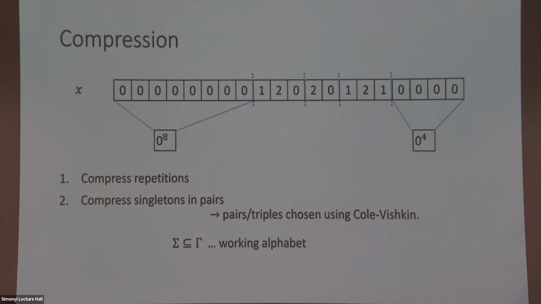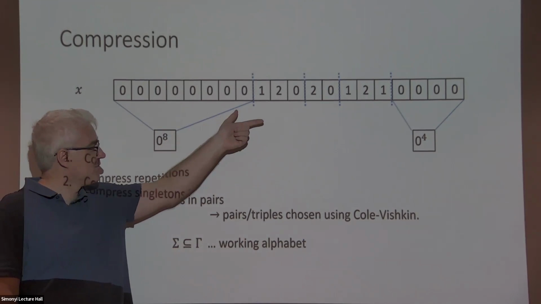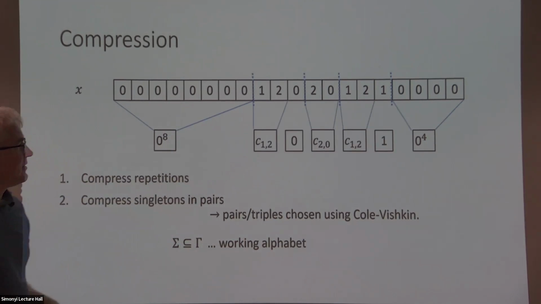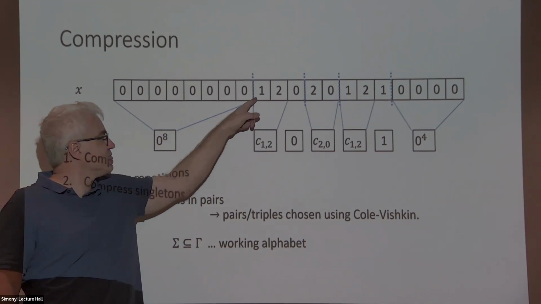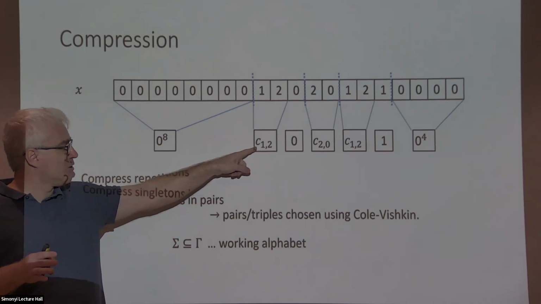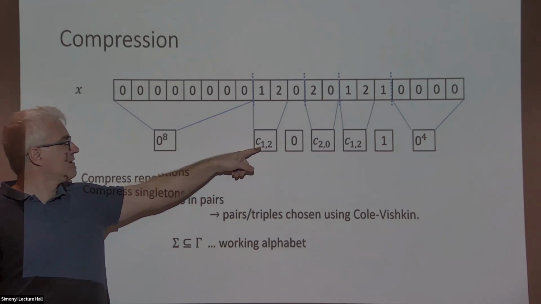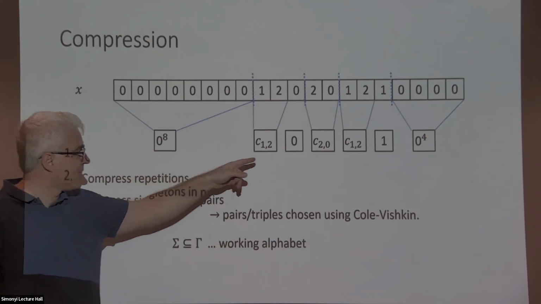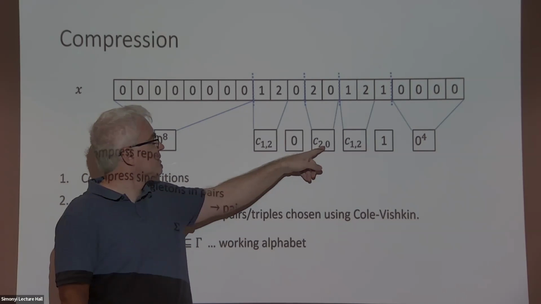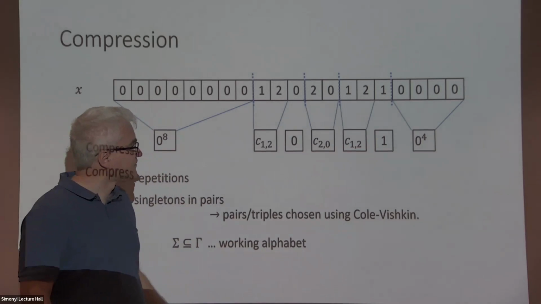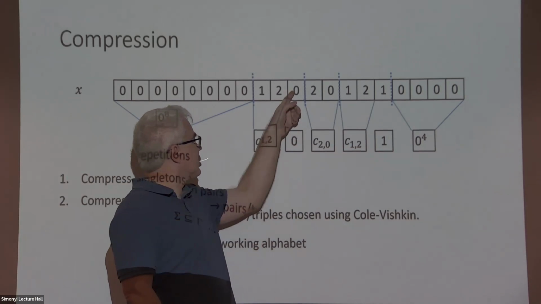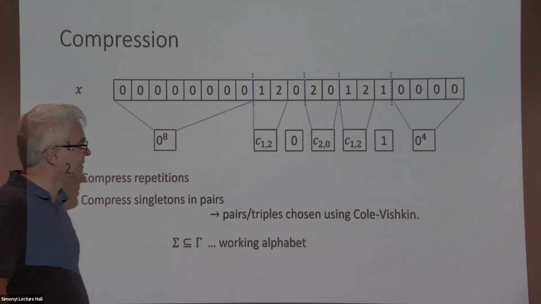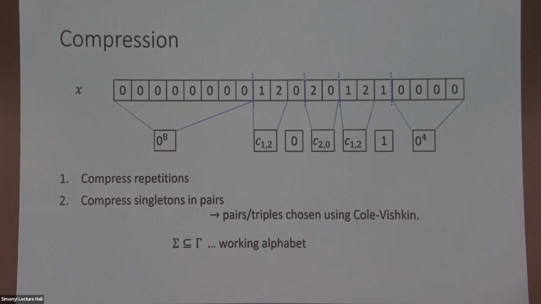And using some special procedure, which was designed in the 80s by Cole and Vishkin, I will tell you what the procedure is. In each pair, I'm going to compress the first two symbols into another compression symbol. So this compression symbol says that you should expand it into 1, 2. It's like a variable from the grammar. This guy should go into 2, 0. This guy should go into 1, 2. And you just write down in triples this extra symbol, and that's it.